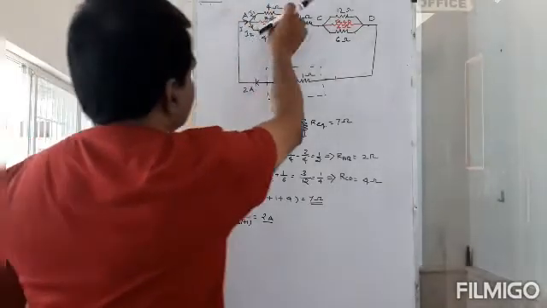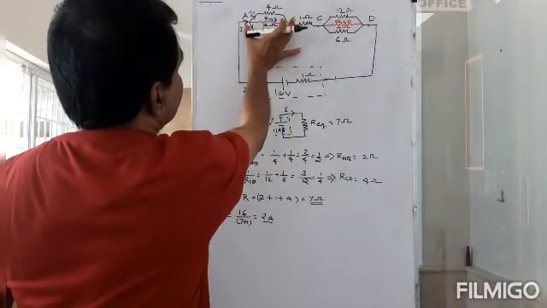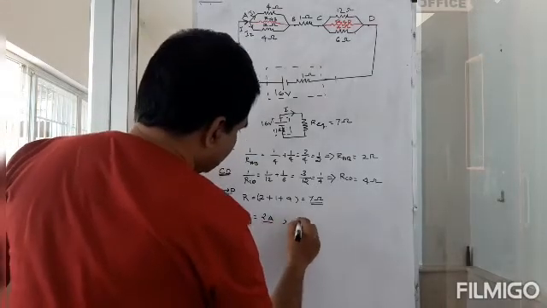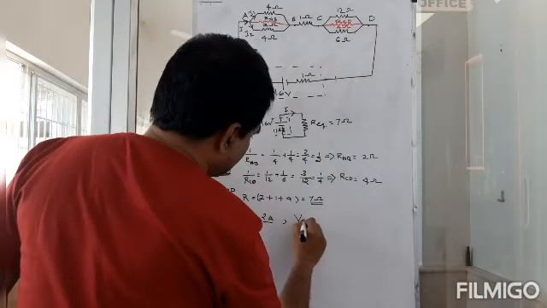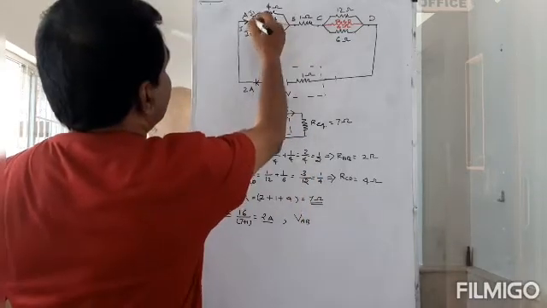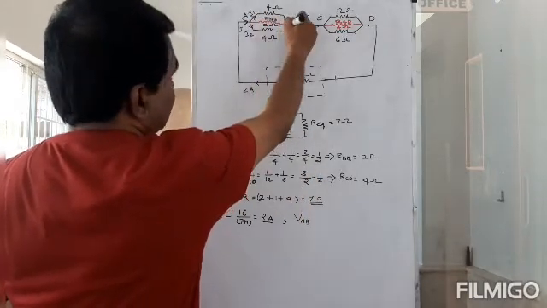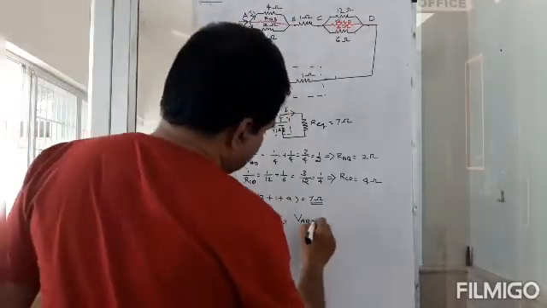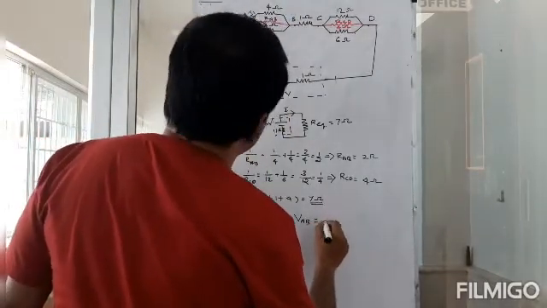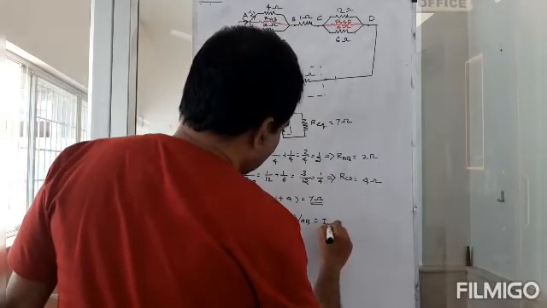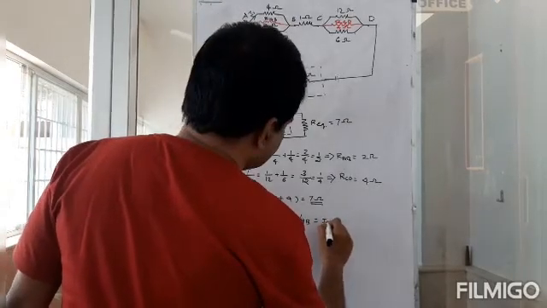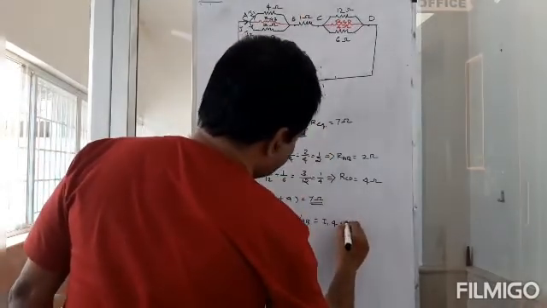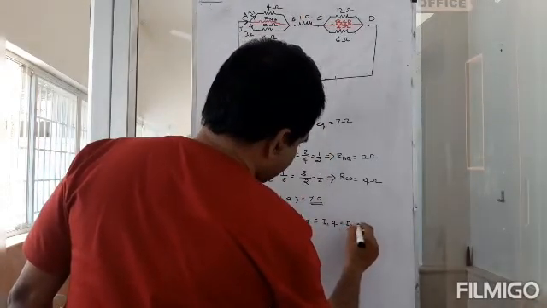So what do we know? The potential drop between these must be the same. Look at this. VAB is the same whether you take this path or this path, right? The potential should be the same here. So VAB must be equal to I1 into 4, and it's also equal to I2 into 4.